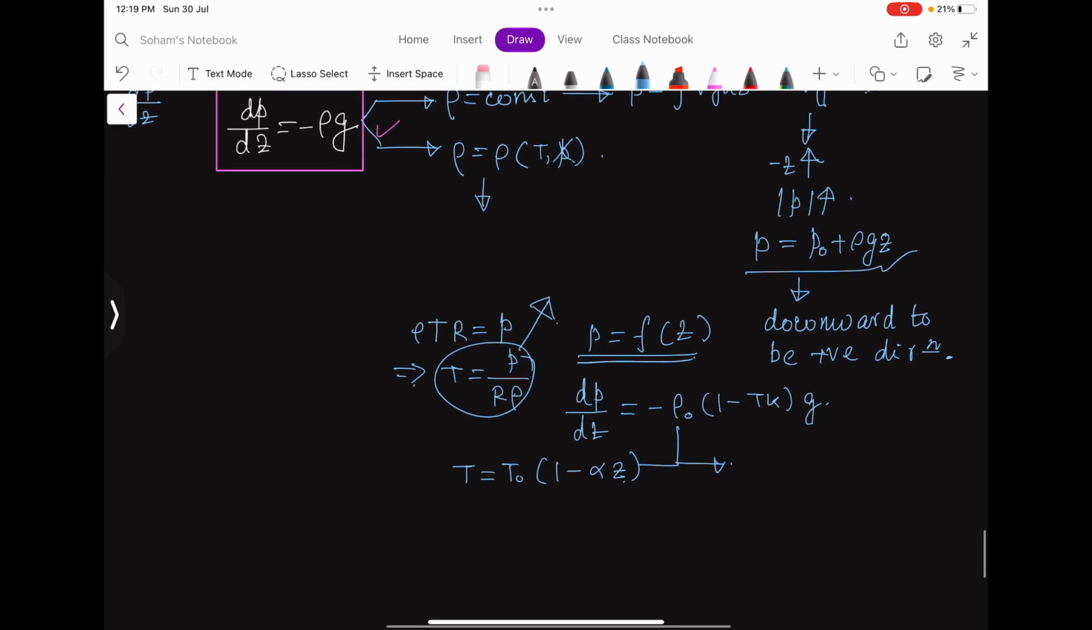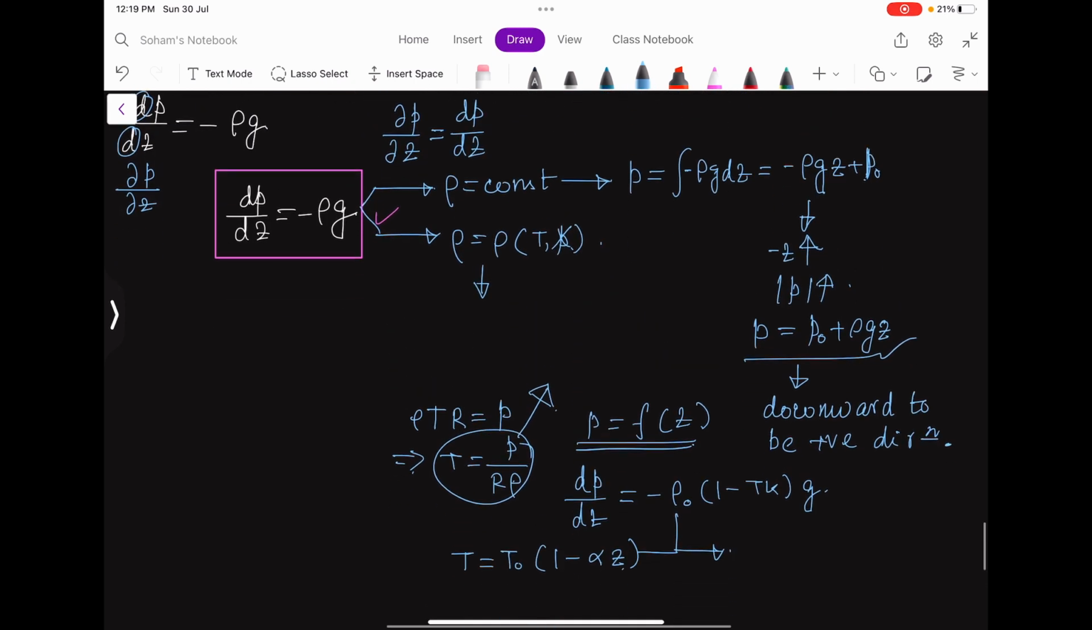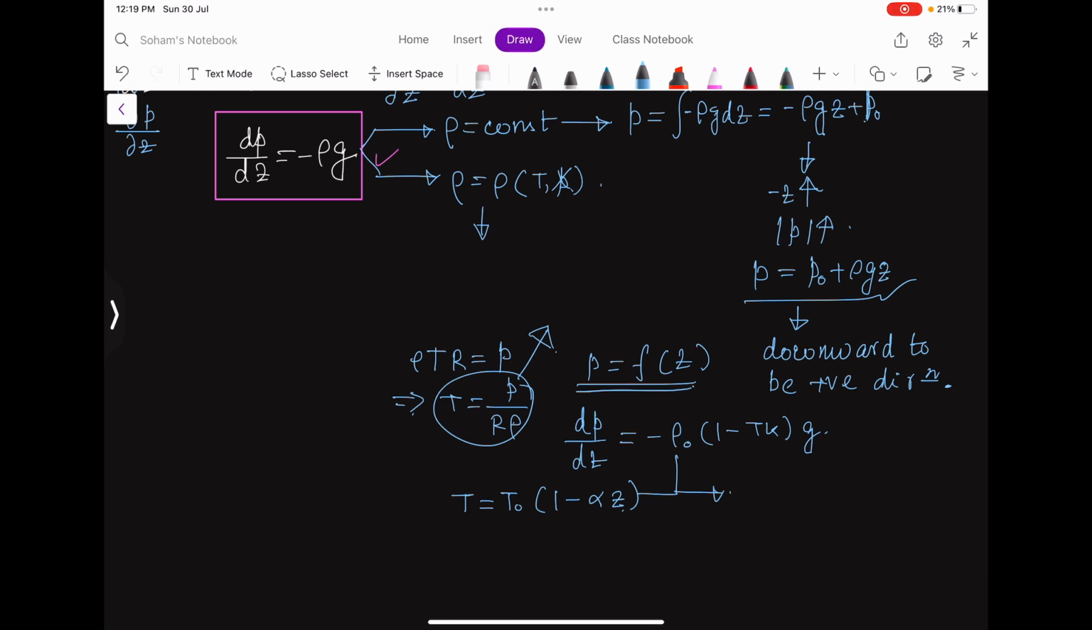Just forgive me, that was a silly mistake, because I am teaching all these basic things after a lot of time. So that is why these small mistakes are happening, because I am not revising anything. But because I have learned this thing very deeply, I am able to teach you.